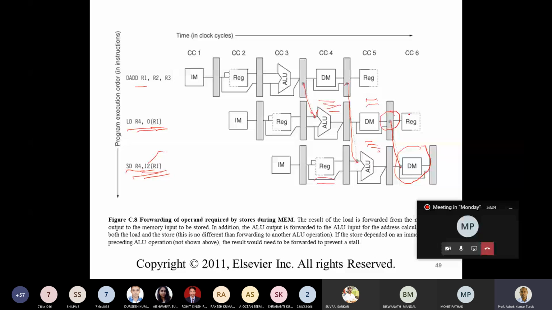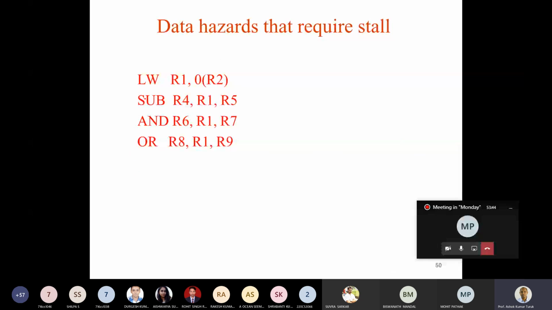Now let's take one more example and see this one. Let's take this example. Here there is a load instruction that writes to the register R1, a subtract instruction, an AND instruction, and an OR instruction. All these three instructions read the value of the register R1, which is written by the load instruction.